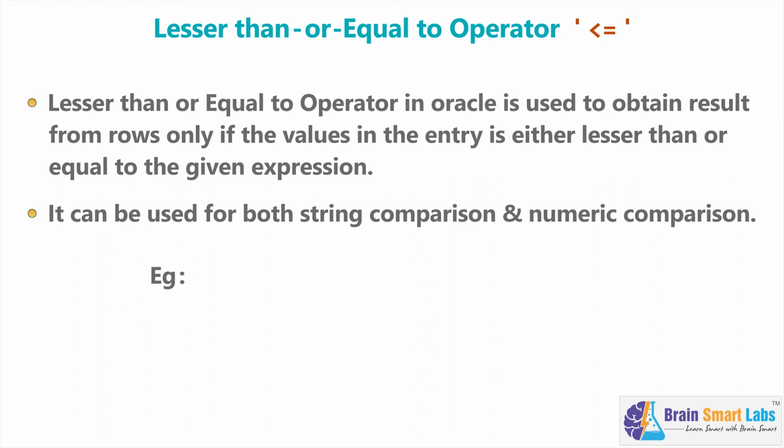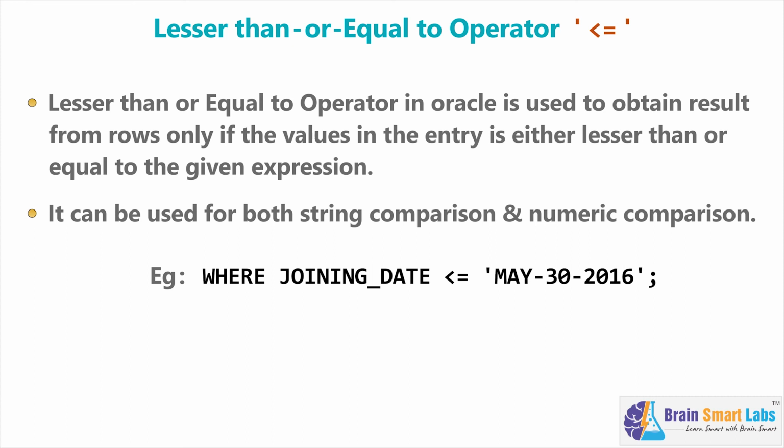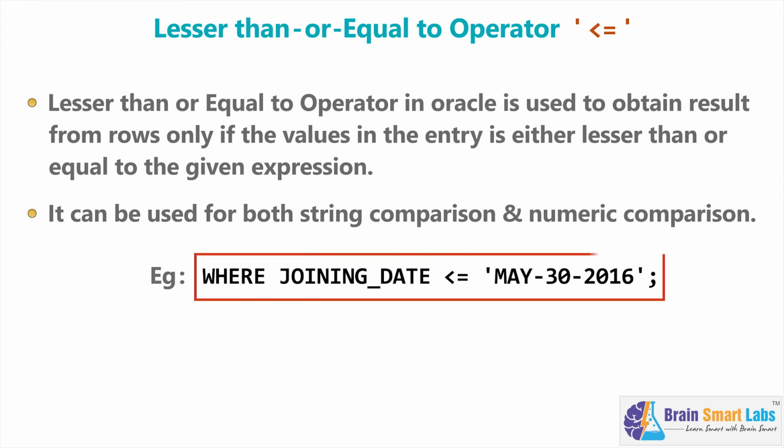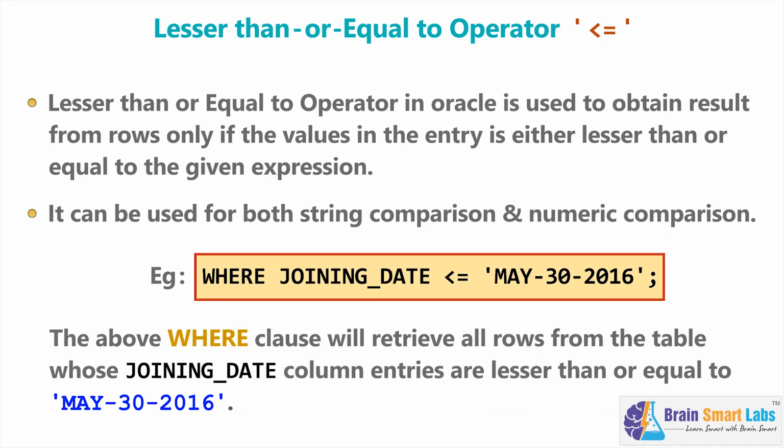For example, where joining date is less than or equal to May 30th of 2016. The above where clause will retrieve all rows from the table whose joining date column entries are less than or equal to value May 30th of 2016. The example of this can be seen in the following scenario.